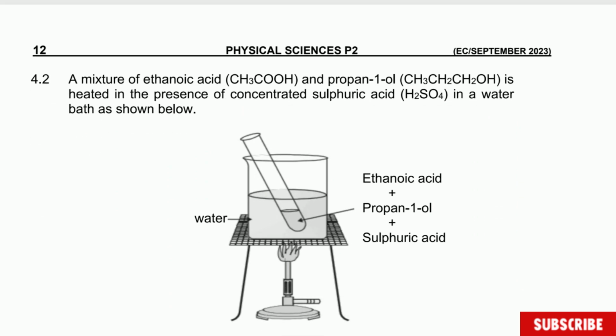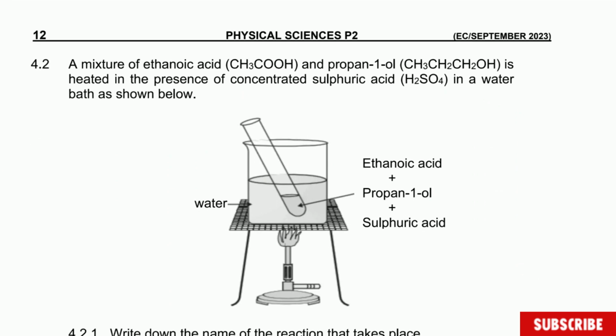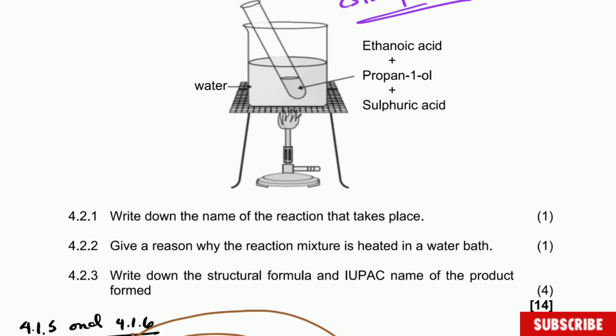Now, the next part of the question says a mixture of ethanoic acid and propan-1-ol is heated in the presence of concentrated sulphuric acid. Guys, this one is esterification. Nothing to say. We have the combination of a carboxylic acid and an alcohol. Let's write it down here. That is esterification. Write down the name of the reaction taking place. There we go. It's esterification.